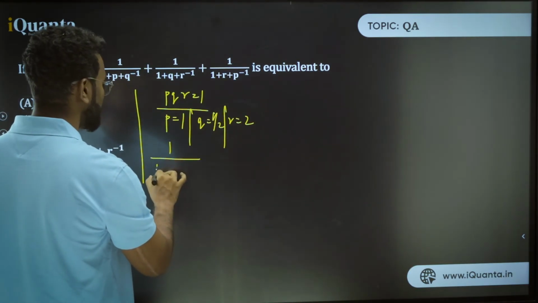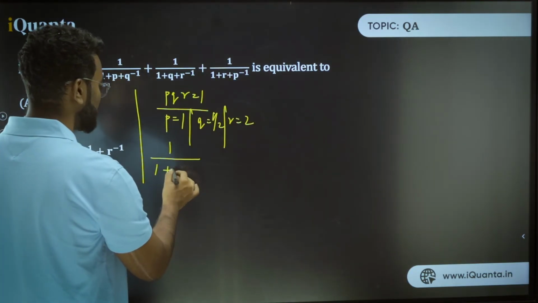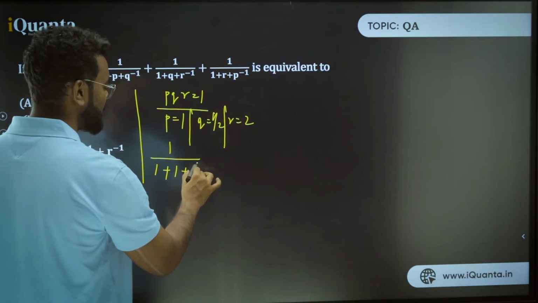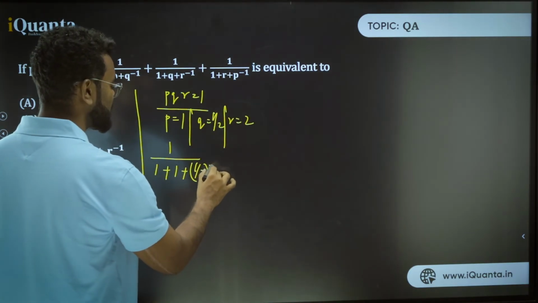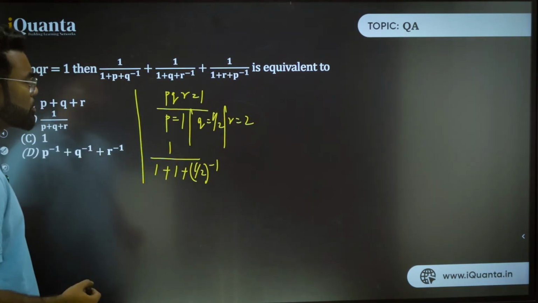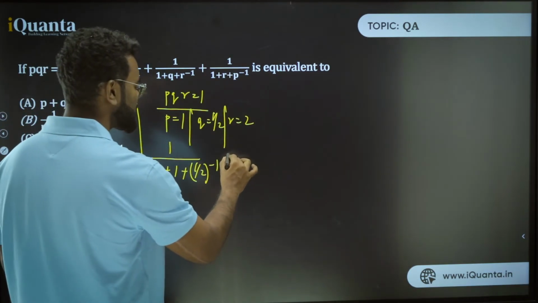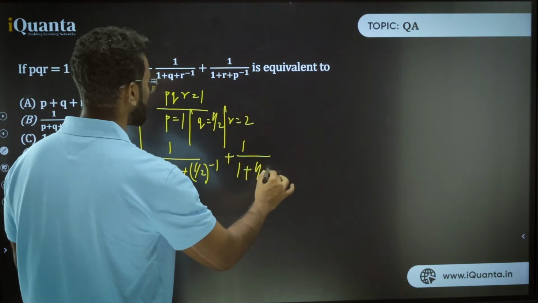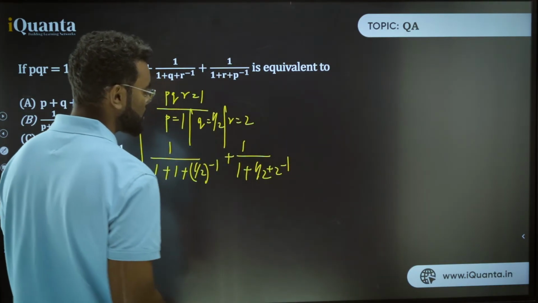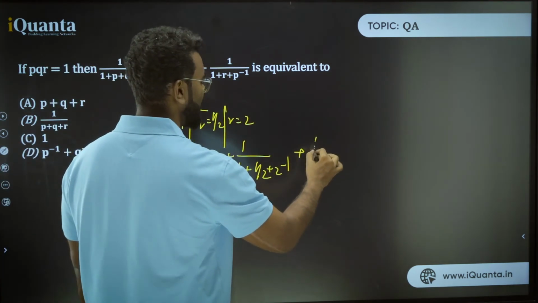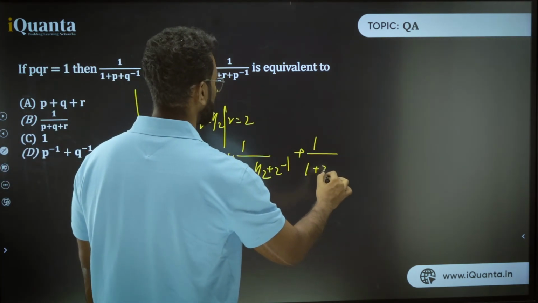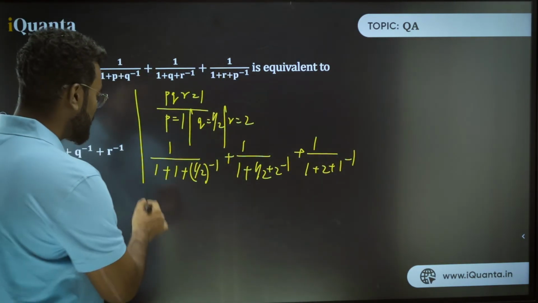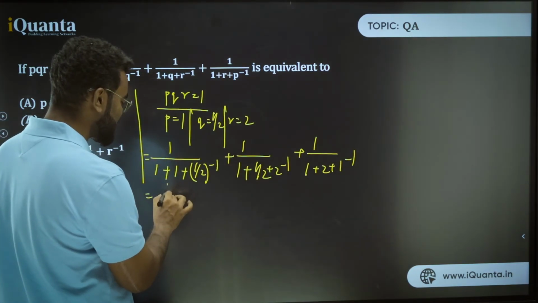What is the value of P? The value of P is basically 1, and Q to the power minus 1 is half to the power minus 1. So plus the next value is 1 plus Q, that is half, and R is 2, so 2 to the power minus 1. And the next value is 1 plus 2 plus 1 to the power minus 1. So these are the values we are getting right now, right? Now the next step is basically just solve it.